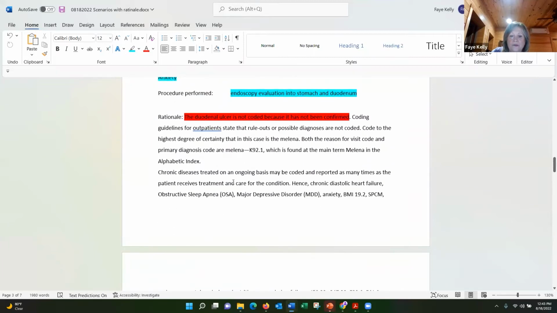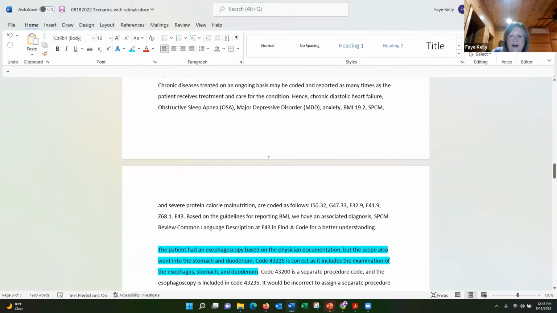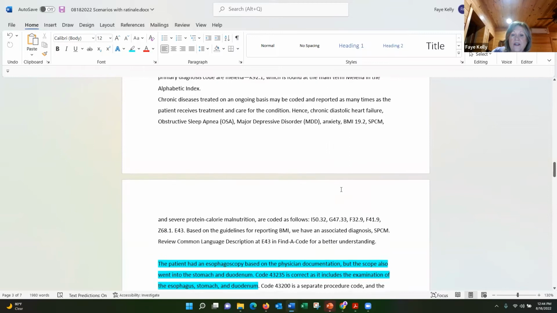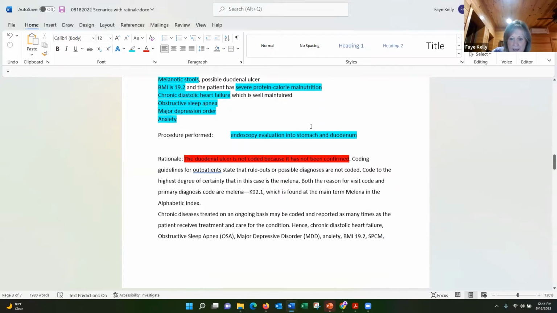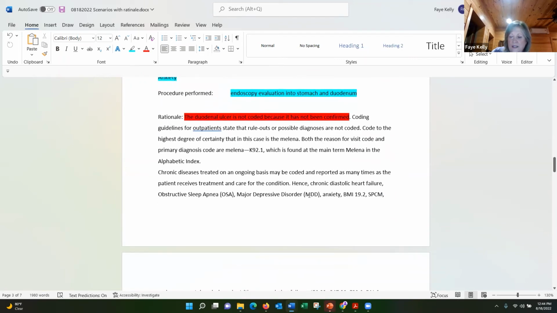We coded the K92.1, that was for our melena. And then we coded our I50.32 for our chronic diastolic heart failure, our G47.33, our F32 depression, F41.9 anxiety, and we should have picked up Z68.1 because we have E43 here. We have the diagnosis reported, severe protein calorie malnutrition, and that is a nutritional diagnosis. And a BMI of 19.2 should have been assigned because we have a reportable diagnosis.